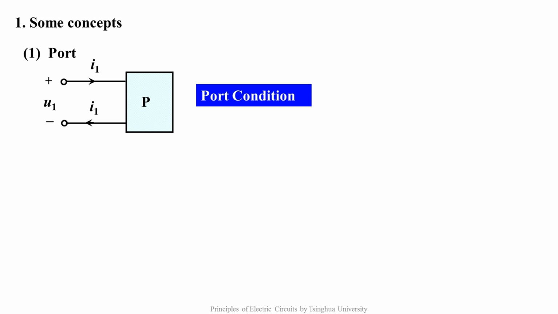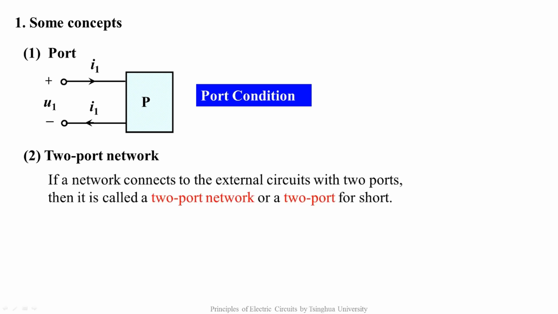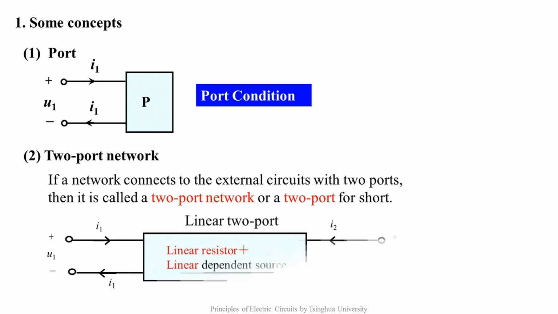With the concept of the port, it's easy to explain the two-port network. As its name implies, if a network connecting to the external circuit is with two ports, it's called the two-port network, or two-port for short. This is a two-port network diagram.